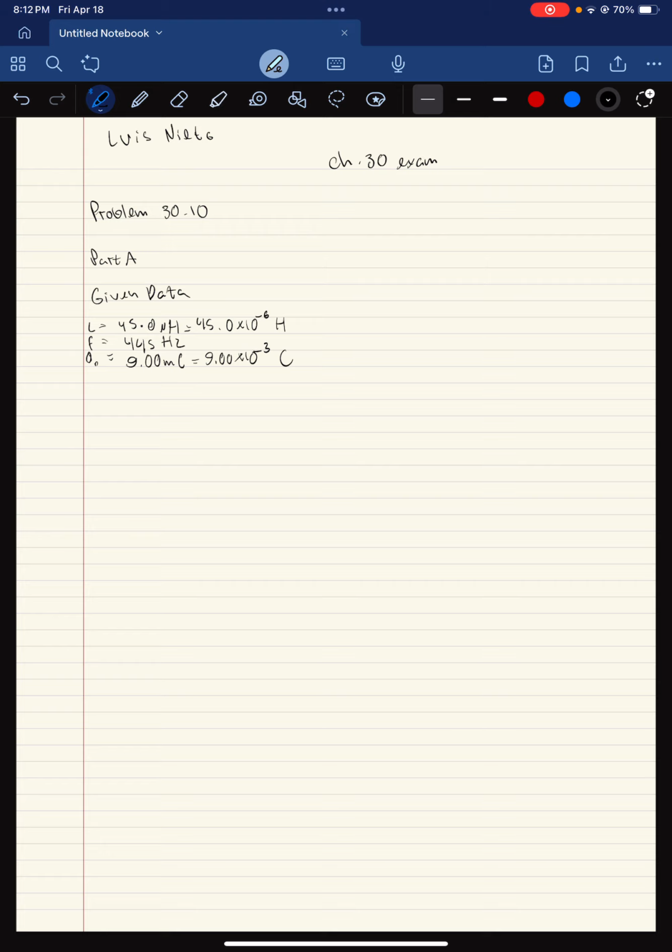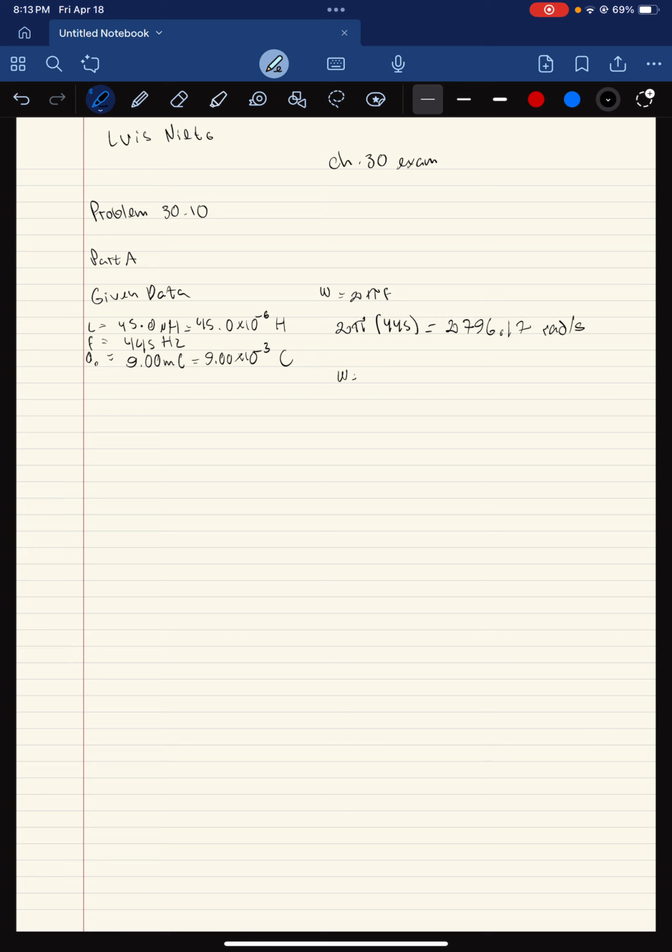First of all, we need to convert the frequency to angular frequency. We know this: we multiply 2 pi by the frequency. 2 pi times 445. Let's get that to the calculator. Okay, and we got 2,796.17, sorry, radians per second.